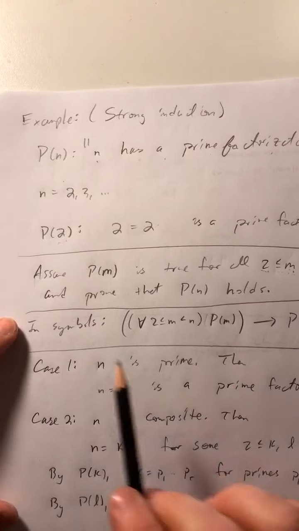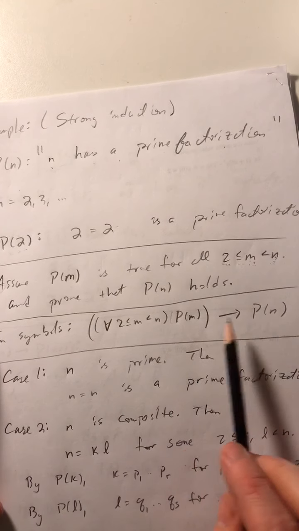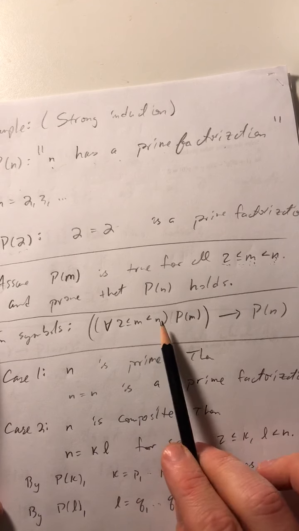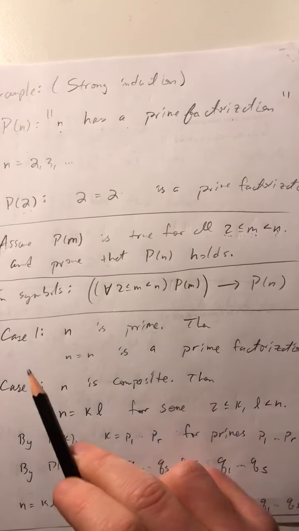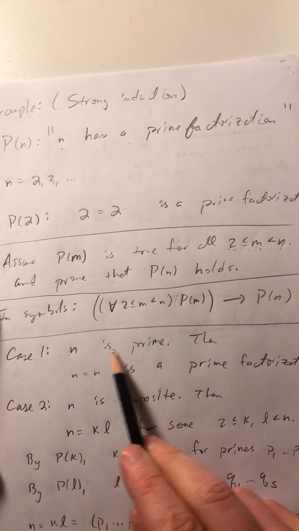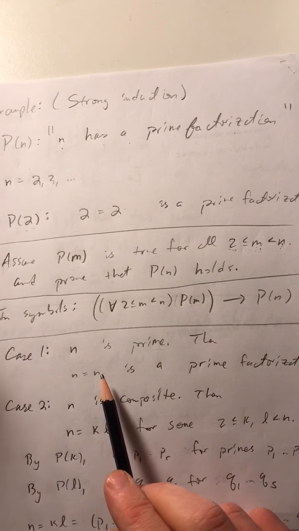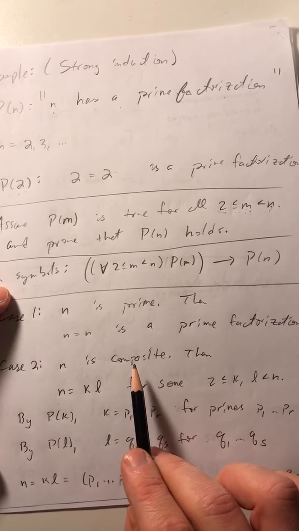Okay. So here I wrote down what strong induction is in our symbols, but it's not so important. Okay. So we fix this n. There are two cases. If n is prime, then it's its own prime factorization, just like 2 was. Case 2, if it's not prime, then it's composite, right?